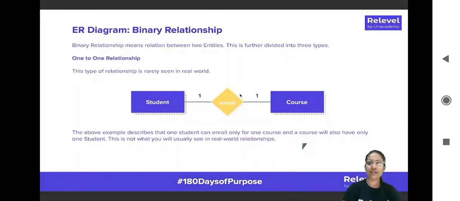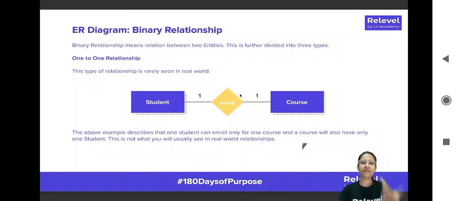When we talk about binary relationship, it means a relation between 2 entities. Okay, then we could have a one-to-one relationship, one-to-many relationship, or many-to-one relationship like that. Okay, so this type of relationship is rarely seen in the real world. The above example describes that one student can enroll for only one course, and a course will also have only one student, right? This is just for example, but you will see that it rarely happens in the real world, right? A student can enroll in multiple courses and a course can have multiple students as well, correct?